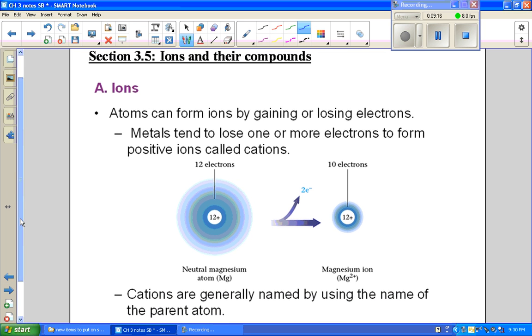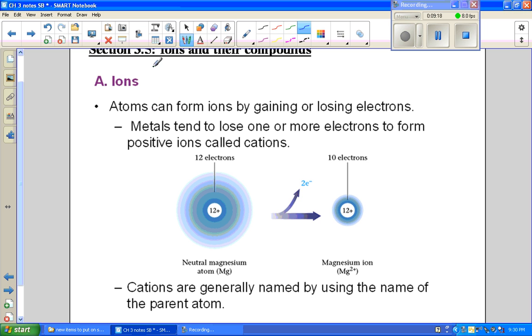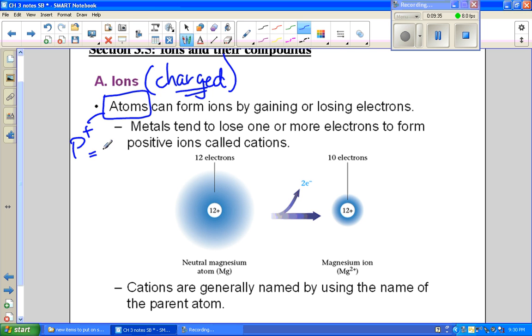Ions in their compounds. When I say the word ion, you need to think that something is charged. It has a charge. Atoms can form ions by gaining or losing electrons. Now, when you think of an atom, remember it has the same number of protons as the number of electrons. It makes it neutral.